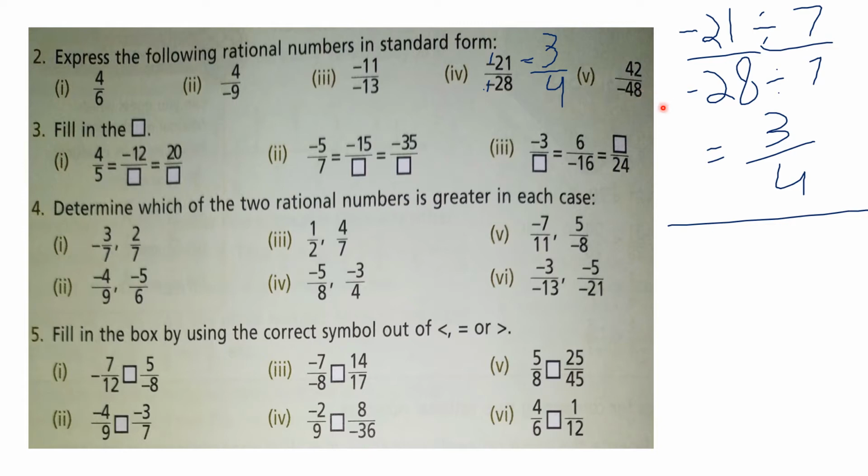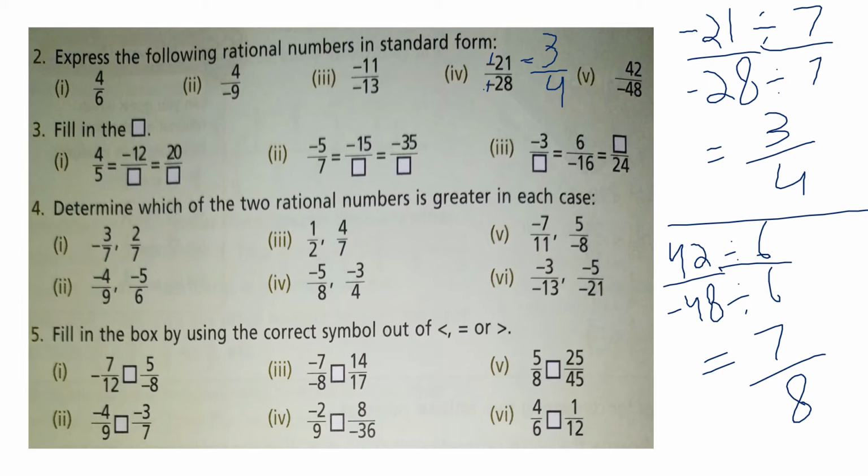Okay, now the fifth part is 42 by minus 48. Again, which table can divide both? 6, because 6 7s are 42 and 6 8s are 48. So we will write 42 by minus 48 divided by 6. So it will be 7 by 8, and this minus sign you will write with the numerator, because in standard form the denominator should be positive. You can convert a negative sign from the denominator into the numerator. The standard form is minus 7 by 8. So this is how we write rational numbers into standard form.